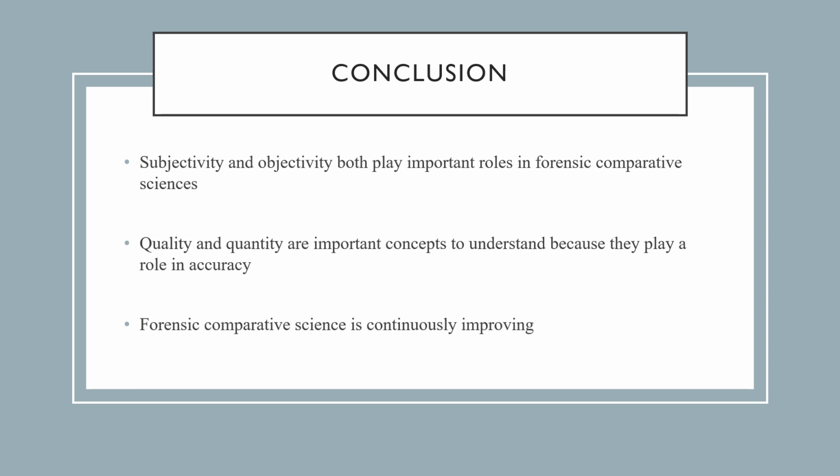They both play important roles in forensic comparative sciences, and I think this is important to remember because objectivity is obviously always the goal, but subjectivity plays a big part in the comparison and adds a different depth to it. Forensic accuracy relies on a combination of scientific methodology, technological advancements, and expert evaluation. Forensic comparative science is continuously improving, blending scientific rigor with advanced technology to improve accuracy and reliability, making criminal investigations more accurate and reliable.